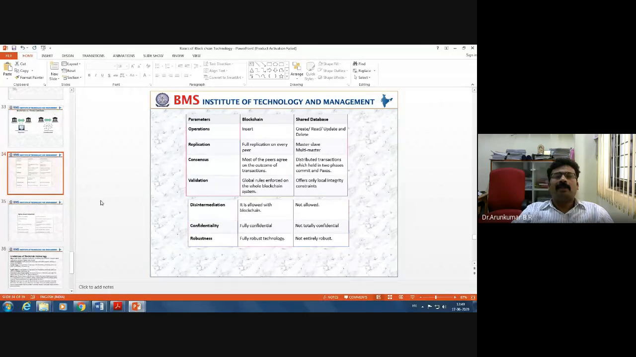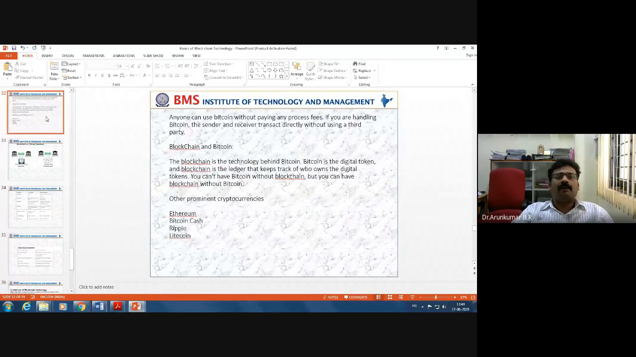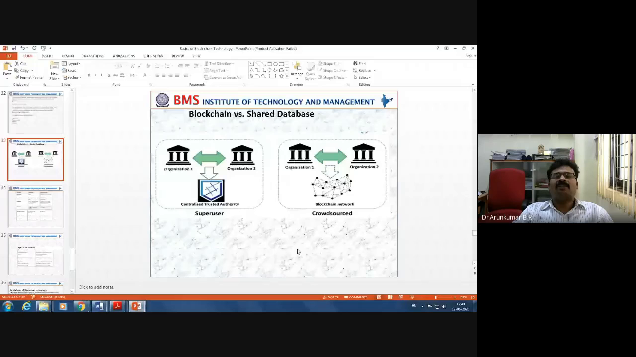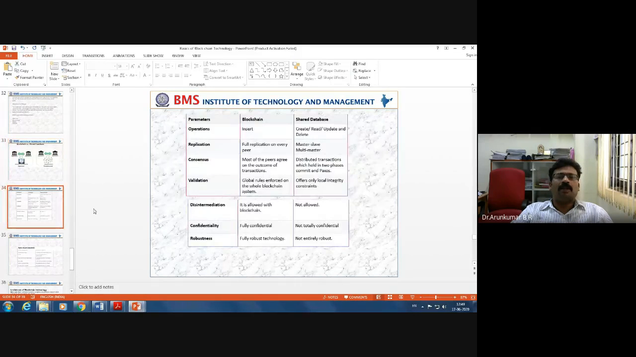So now we'll come to some discussions with respect to blockchain versus shared database. Here you can find the blockchain, and here central is just authority, which is a shared database. Okay. So now we'll have quickly the differences or comparison of blockchain to the databases.